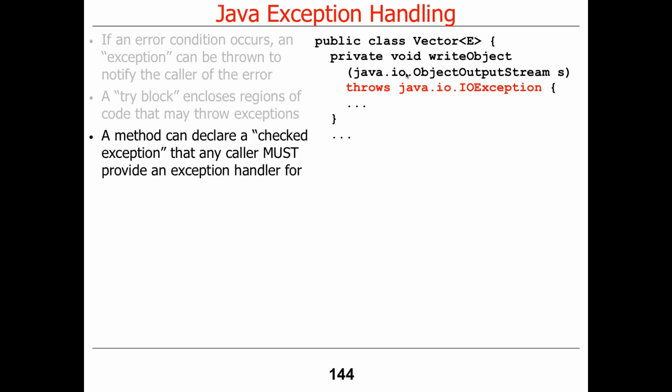All right, now that I've talked about try blocks, catch blocks, finally blocks, and try-with-resources blocks, now we can talk a little bit about exceptions and how they're specified and so on.